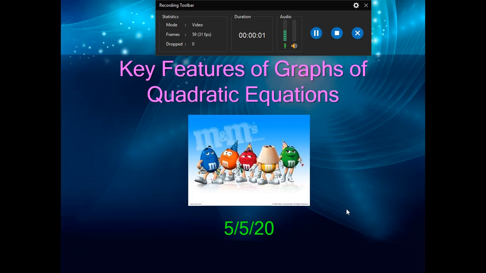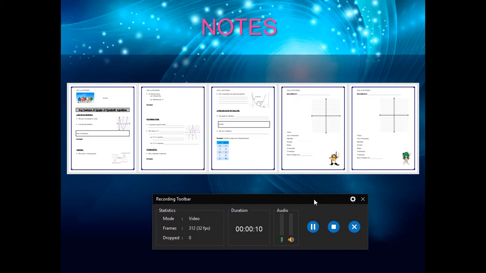Today's topic is examining the key features of quadratic equation graphs. And today is May 5th. This is the note packet you'll need for today's lesson. There are 5 pages. I'm also sending a digital copy if you prefer that.